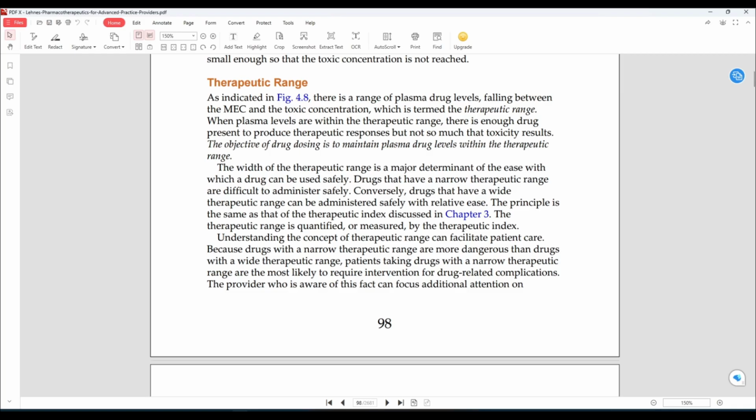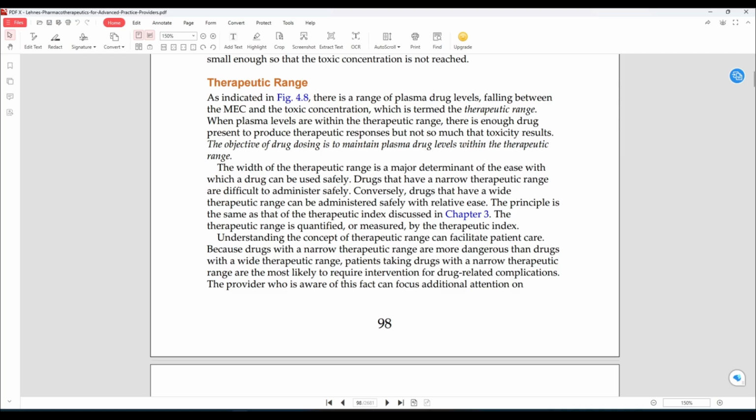The width of the therapeutic range is a major determinant of the ease with which a drug can be used safely. Drugs that have a narrow therapeutic range are difficult to administer safely. Conversely, drugs that have a wide therapeutic range can be administered safely with relative ease. The principle is the same as that of the therapeutic index that was discussed in Chapter 3. The therapeutic range is quantified or measured by the therapeutic index.